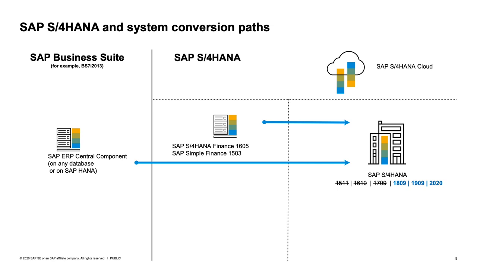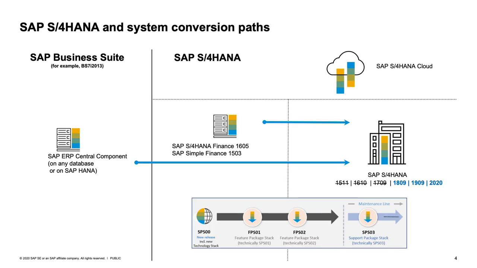In the middle, you see the very first members of the S/4HANA family, like SAP S/4HANA Finance 1605 and Simple Finance 1503. These numbers refer to the month and year when they were introduced. Those are not a valid target release nowadays. On the right-hand side of the slide, you see SAP S/4HANA, the latest valid target releases are 1809, 1909, and especially 2020. Some of these numbers are struck through because they are no longer a valid target release.